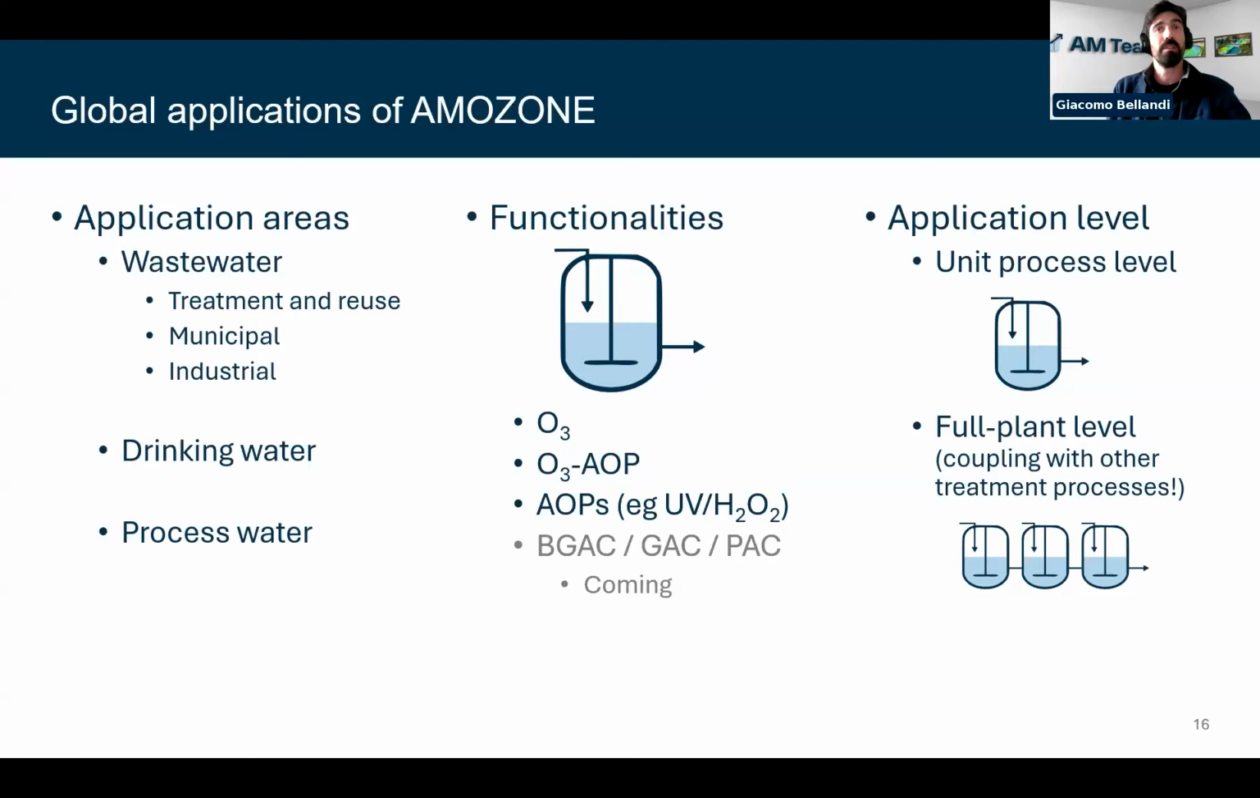These functionalities allow the application at different levels. The application of the model for representing a process unit, a single process unit itself, or at the plant-wide level, replicating a series of trains, treatment trains. So having multiple process units represented with the model, ozone or the UV sites, for instance.